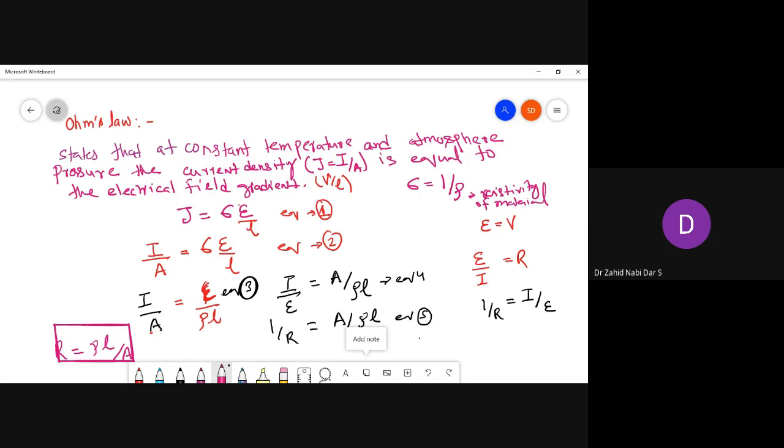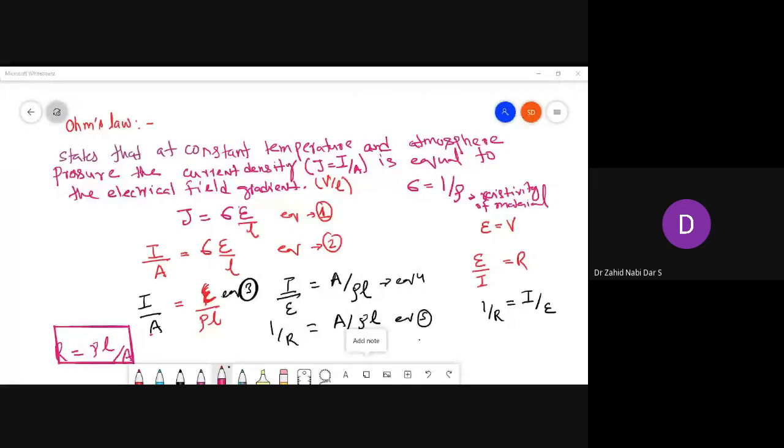At constant temperature and atmospheric pressure, the current density is equal to the electrical field gradient, wherein J is your current density, and from these equations we have arrived at this particular equation. Any doubts you are having, please let me know.